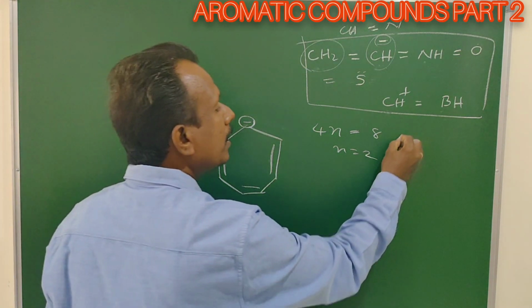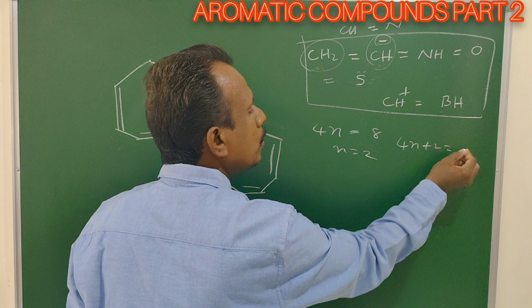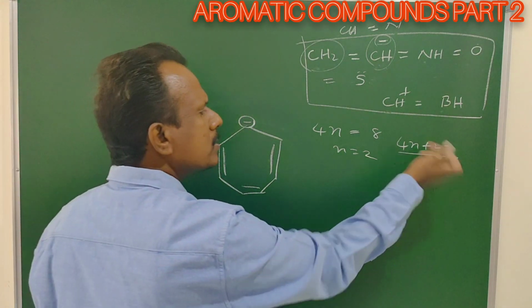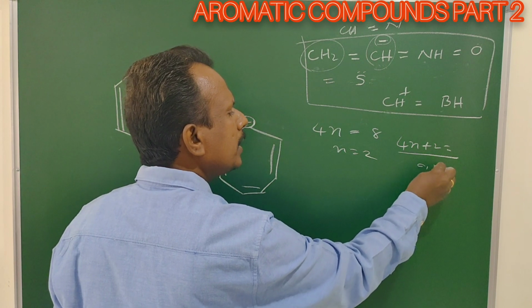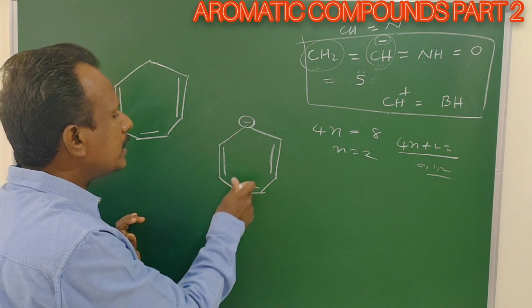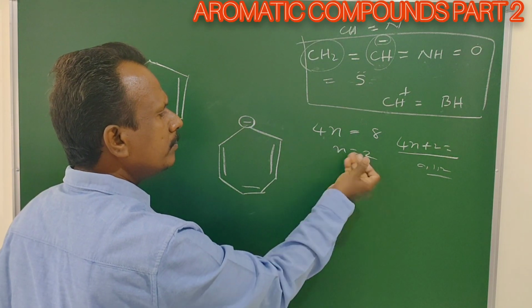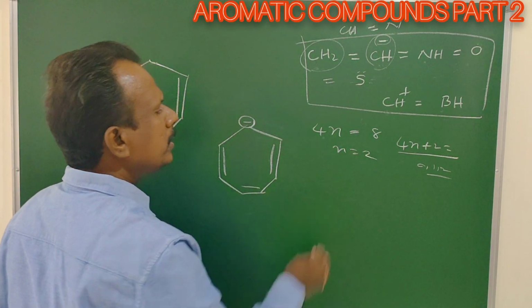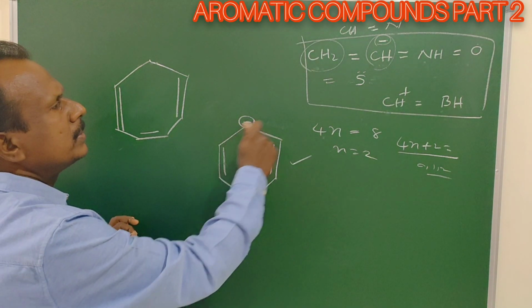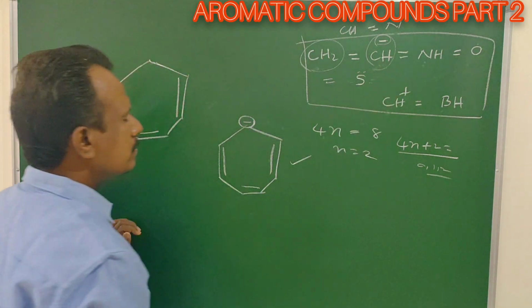If the delocalized electrons equal 4n plus 2, solving n gives 0, 1, 2, 3, it is aromatic. If the number of delocalized electrons equals 4n, with n equal to 0, 1, 2, that is anti-aromatic, so it is anti-aromatic. Next one, CH minus is replaced by NH.